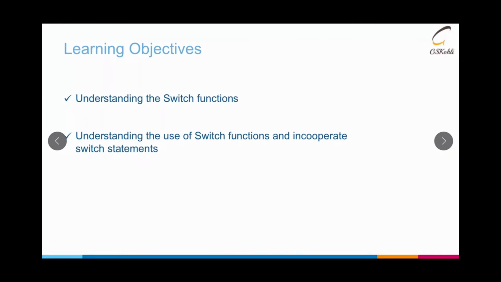So let's have a look at the two learning outcomes or learning objectives we have for today's session. The first one is understanding the switch functions, so we're going to look at the basic concept of that. It's a bit more theory in this session than the others. And the second one is understanding the use of switch functions and incorporating switch statements within our C++ programming. I've got a simple program at the end, which is part of all of this series. All of the sessions have a bit of theory and a sample program, which should help you with the visualization of C++ itself. So we're going to try to cover these two learning outcomes within this session.